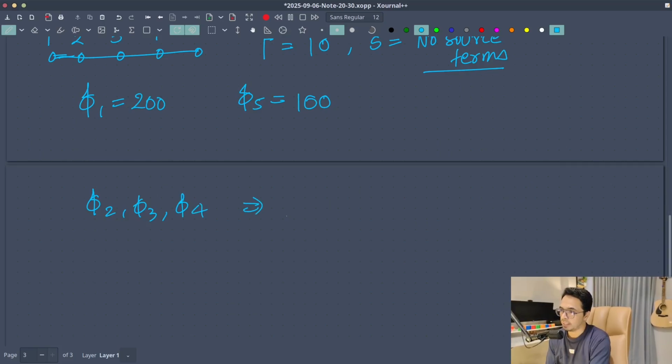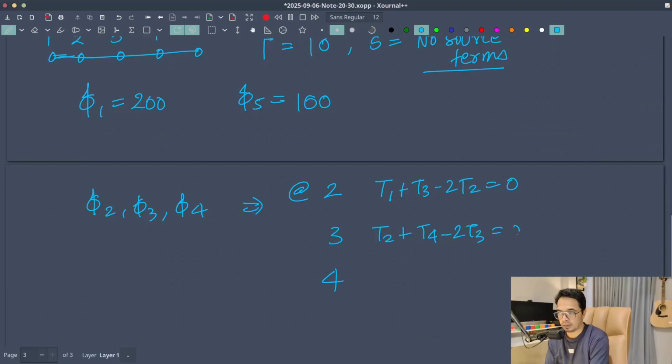For that, I simply write down the discretization equation at 2, 3 and 4. And what are those? Pause the video, think about it, resume it back. The answer would be, first is T1 plus T3 minus 2T2 is equal to 0. T2 plus T4 minus 2T3 is equal to 0. We have T3 plus T5 minus 2T4 is equal to 0.